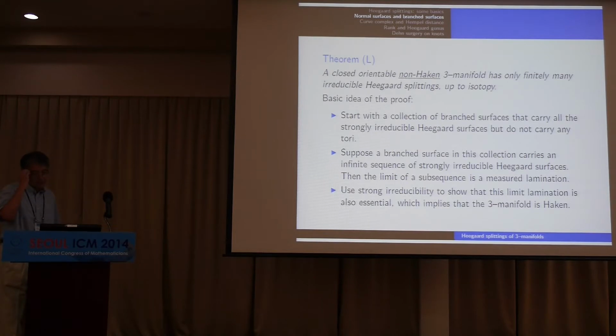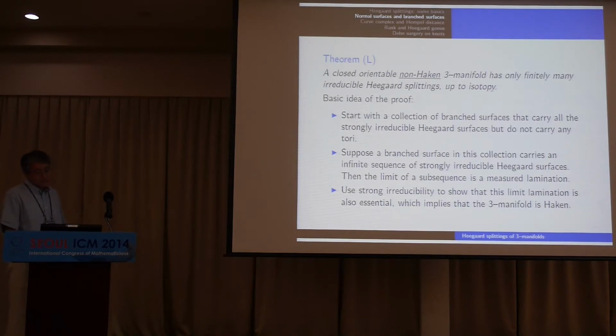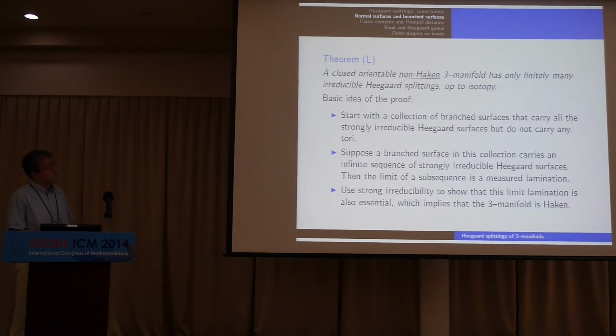sketch of this proof is that you're basically starting from the collection of branch surfaces in the previous theorem, and then you assume that one of the branch surfaces carries an infinite sequence of strongly irreducible Heegaard surfaces. Then you find the limit of a subsequence, which gives you a lamination, and then you use the property of strongly irreducible Heegaard surfaces to show that this lamination is also an essential lamination, which implies that the manifold is Haken.